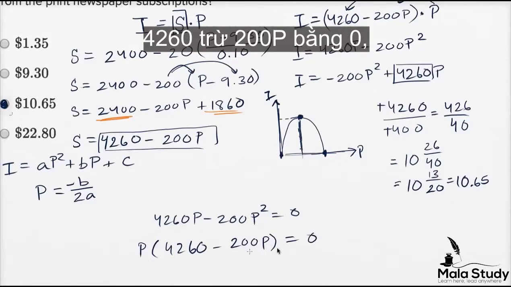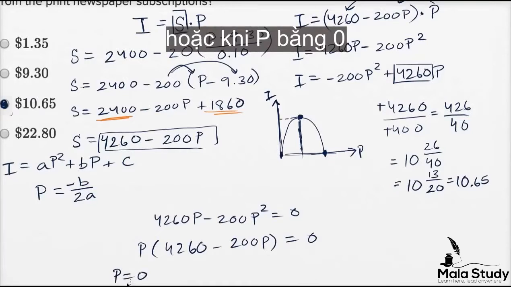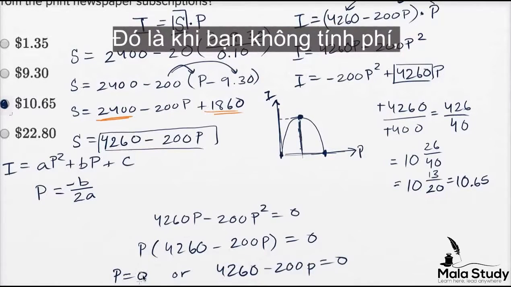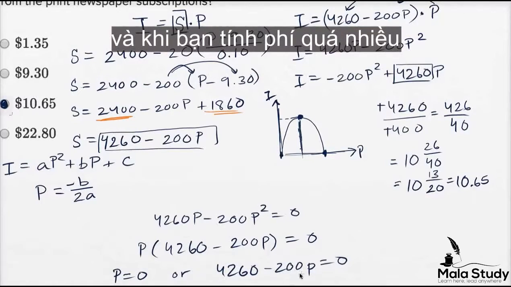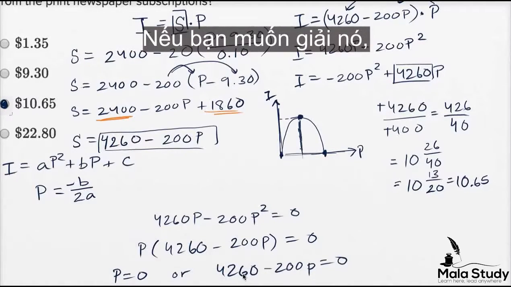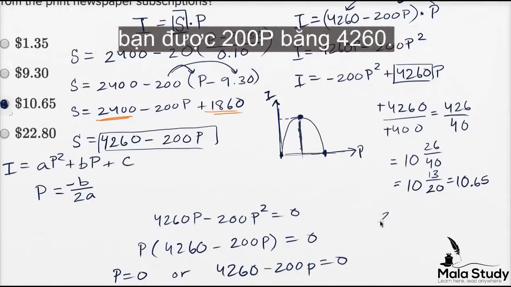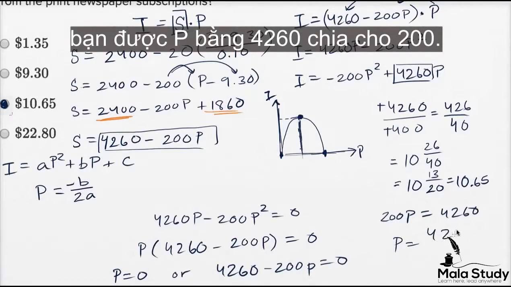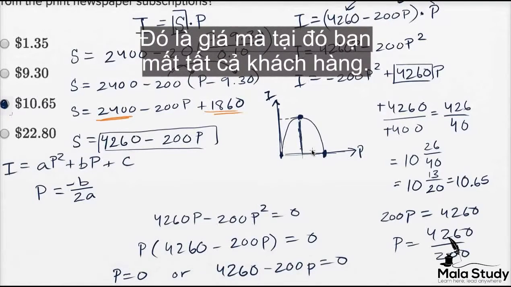is equal to 0. So that's going to be equal to 0 either when p is equal to 0 or when 4260 minus 200p is equal to 0. This is when you don't charge anything. You're obviously going to have no income. And this is when you charge so much, you're going to lose all your subscribers and you'll have no income. But let's see. If you add 200p to both sides, you get 200p is equal to 4260. Divide both sides by 200, you get p is equal to 4260 over 200. That's this price over here. That's the price at which you lose all your subscribers.